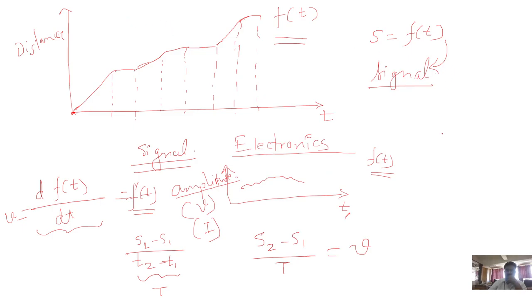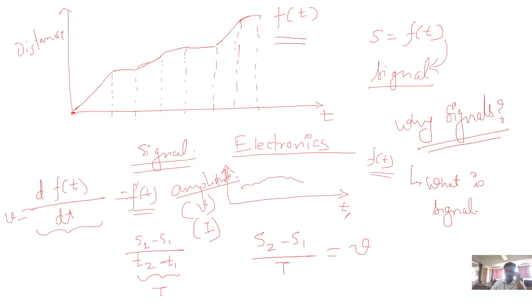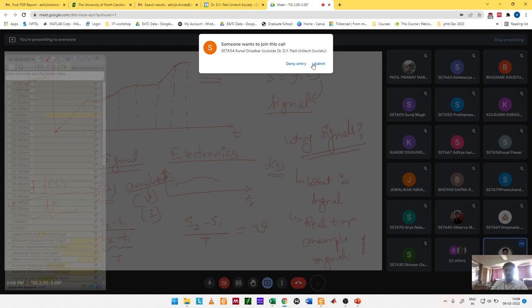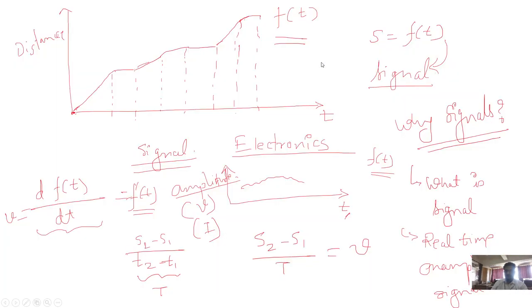Here I had tried to explain to you why we are studying signals, why signals are important. Then I had explained to you what is a signal. Then we saw the real time example of a signal, right? So what exactly a signal means, we have actually seen. These things we have seen while discussing the signals.